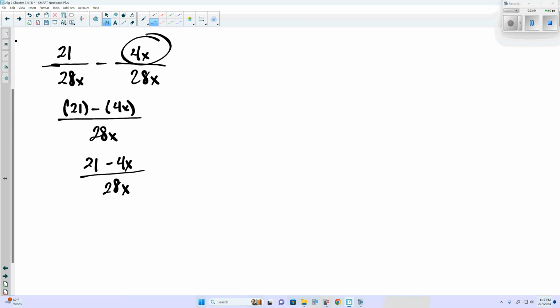Does that make sense? Now, before we finish, is there any way to factor our 21 minus 4x? Is there any common factor between 21 and 4? No. So that's it. Questions on this here? Questions on anything we've done so far?